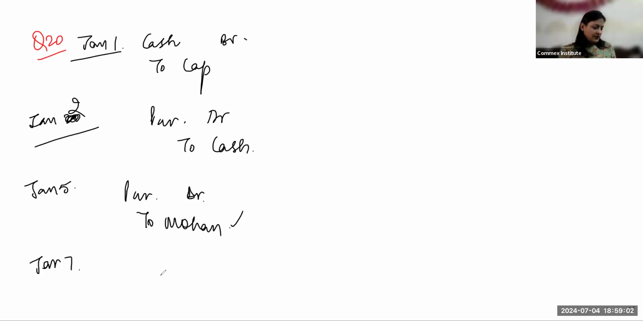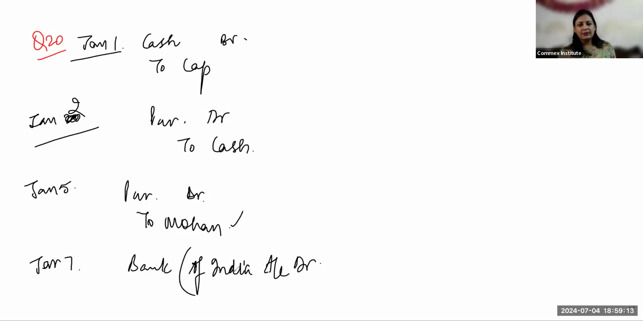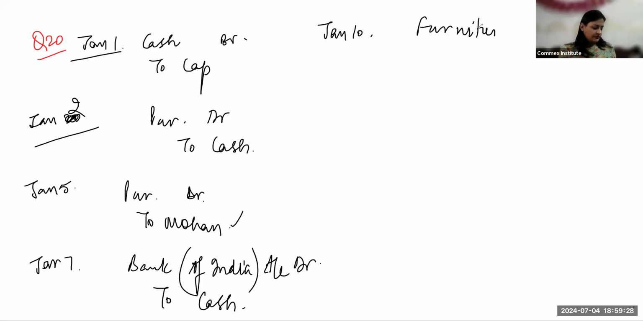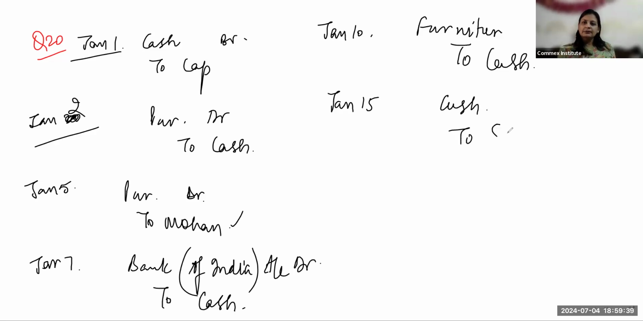Jan 7, opened a bank account with Bank of India. So it will be Bank of India account debit, or you can just write Bank of India in brackets, to cash. It's a contra entry. Jan 10th, furniture account debit to cash. Keep on checking your entries, children. Jan 15 is cash to sales.